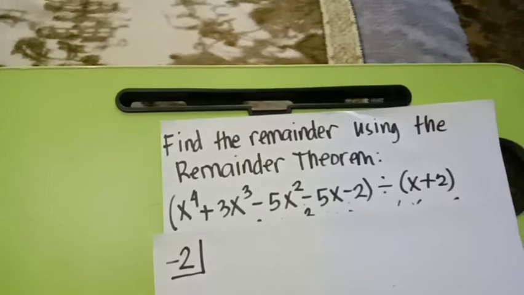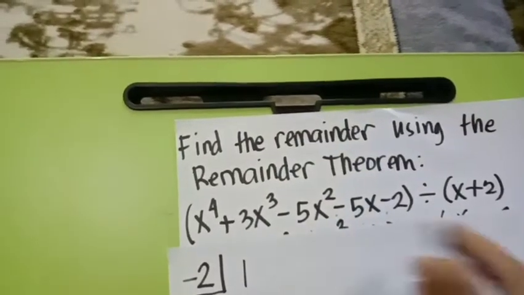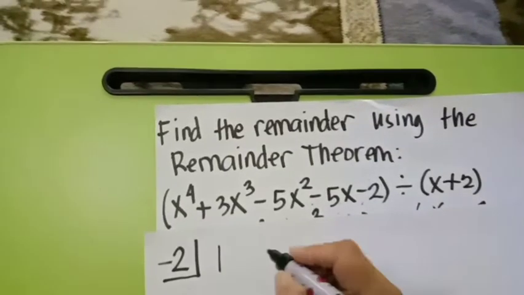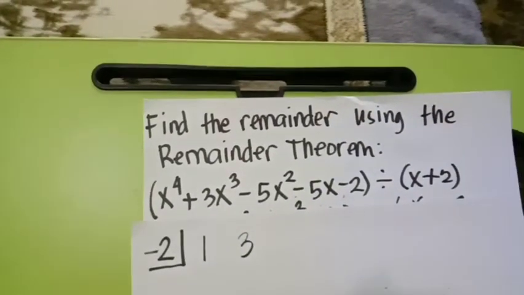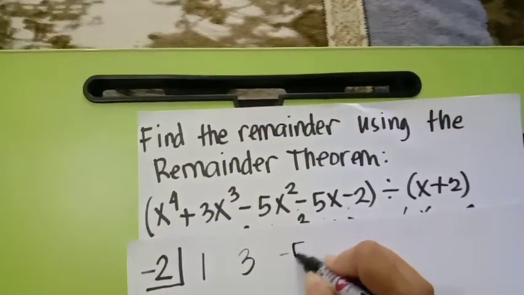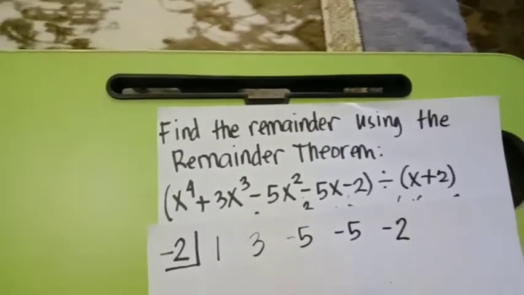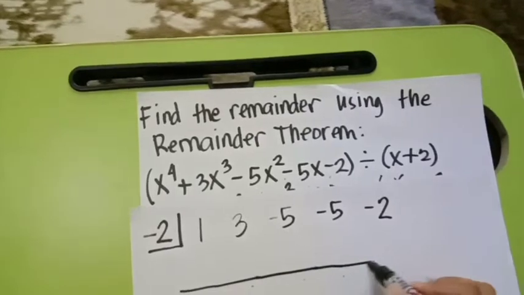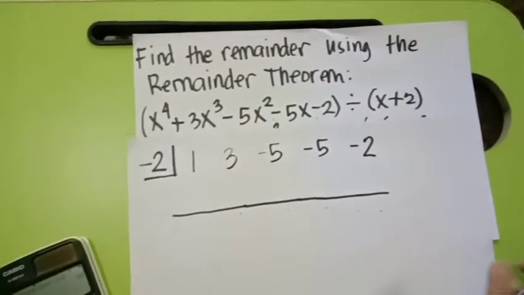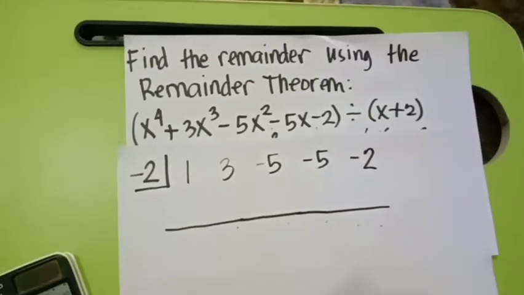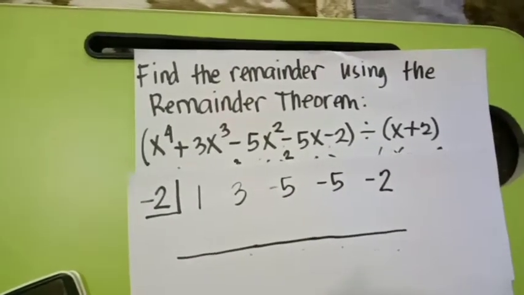So the first term is x raised to 4, the coefficient is 1. The second term is 3x cubed, the coefficient is 3. Next, the coefficient is negative 5, and then negative 5 again, and then negative 2. For those who cannot follow what synthetic division is, there is a video for this. Balikan nyo yung video na yon para ma-review ang synthetic division natin.